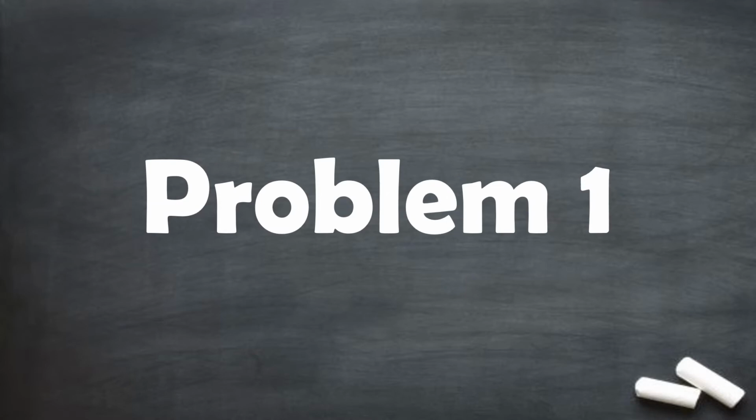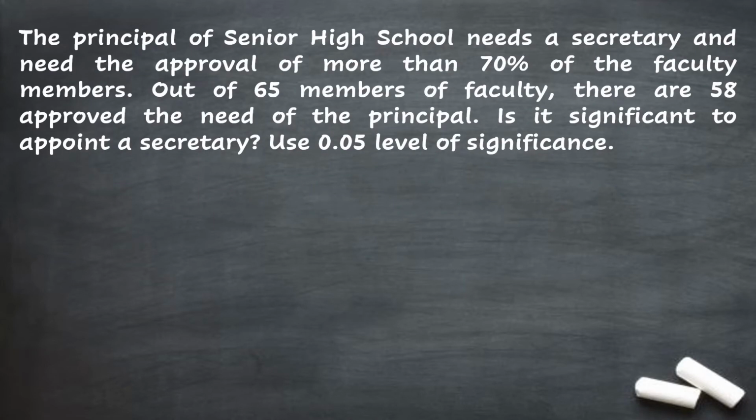Let's begin with problem number 1. The principal of a senior high school needs a secretary and needs the approval of more than 70% of the faculty members. Out of 65 members of faculty, 58 approved the need of the principal. Is it significant to appoint a secretary? Use 0.05 level of significance.